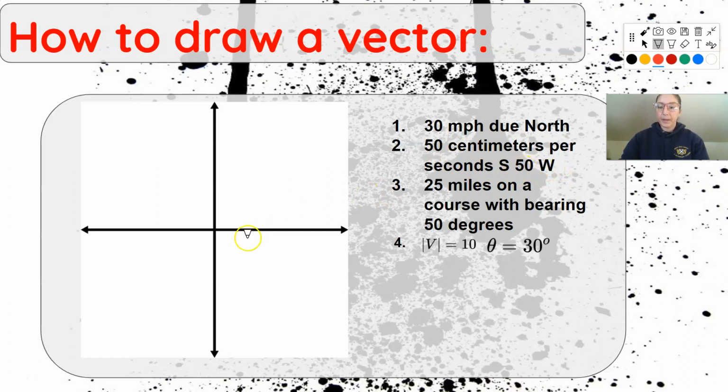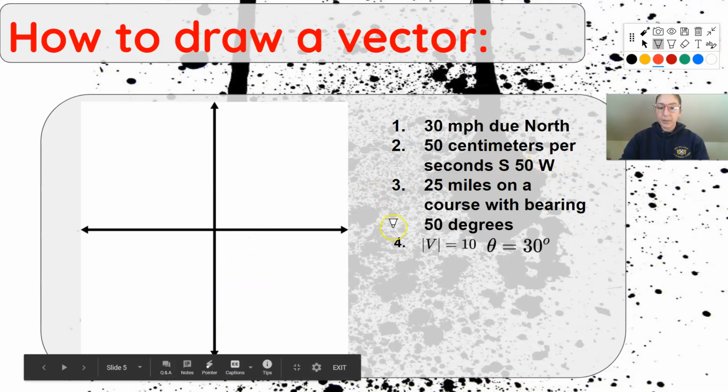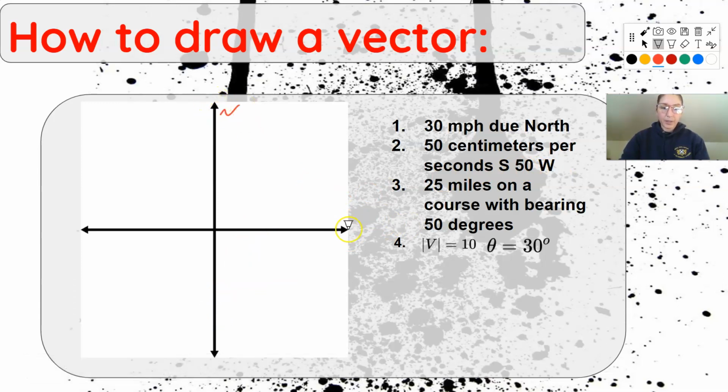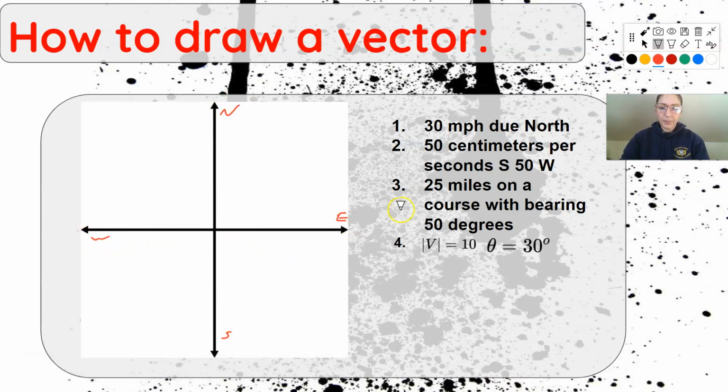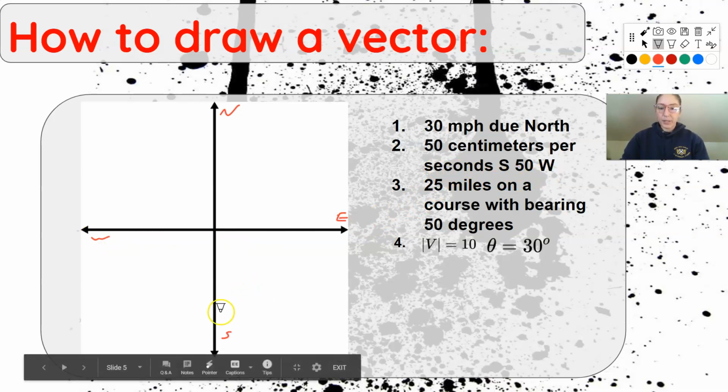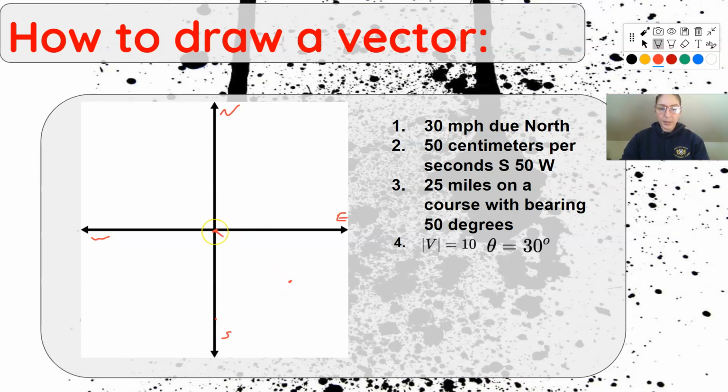Now what about if I wanted you to go 50 centimeters per second, south, 50 degrees west? Okay, so south means I start from here, so let me put my north, never eat soggy waffles. This is 50 centimeters per second, south, 50 degrees west. So remember south, so we start on the south line, we go about 50 degrees. Let's see, 45 is halfway through, so 50 is just a little bit more. So starting at the origin, here's my vector.